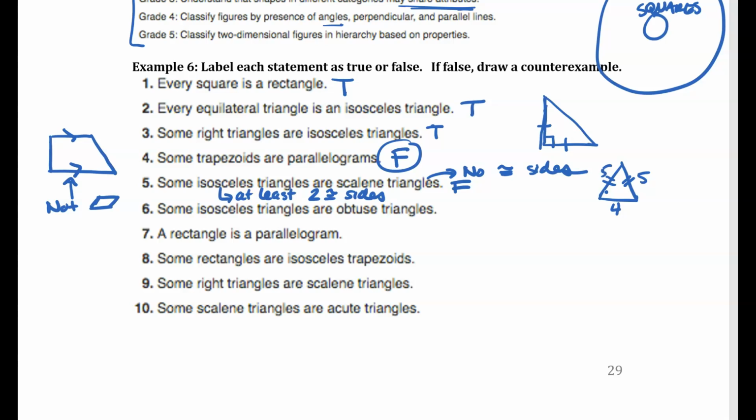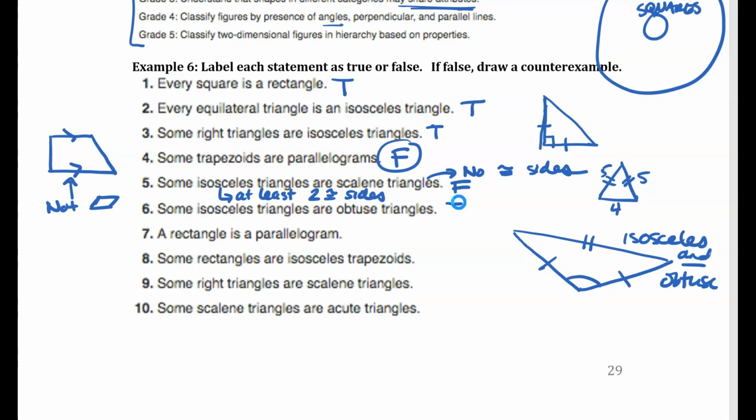Some isosceles triangles are obtuse triangles. So see if you can draw obtuse, meaning an angle that's greater than 90 and less than 180. So let's draw an obtuse angle, and then an isosceles triangle means that 2 sides have to be the same. So see if we can draw those sides so that they look about the same, like this, and this side looks like it's different, but that's okay. So this would be isosceles and obtuse. So I would say true.